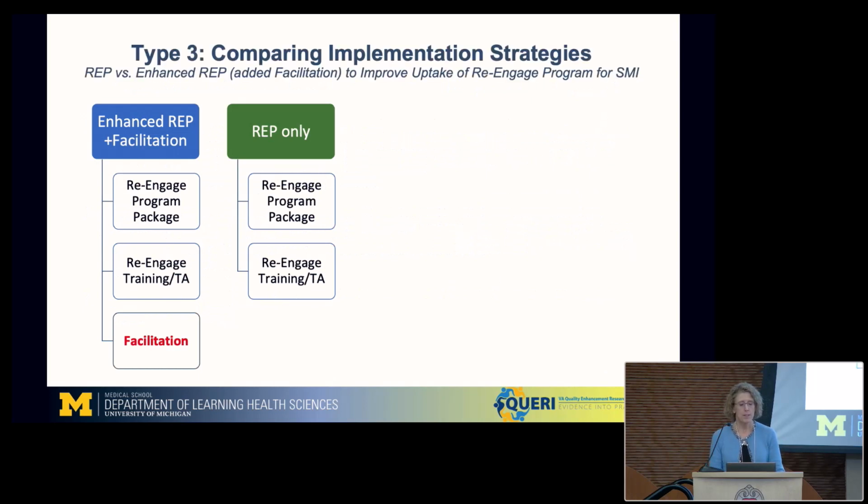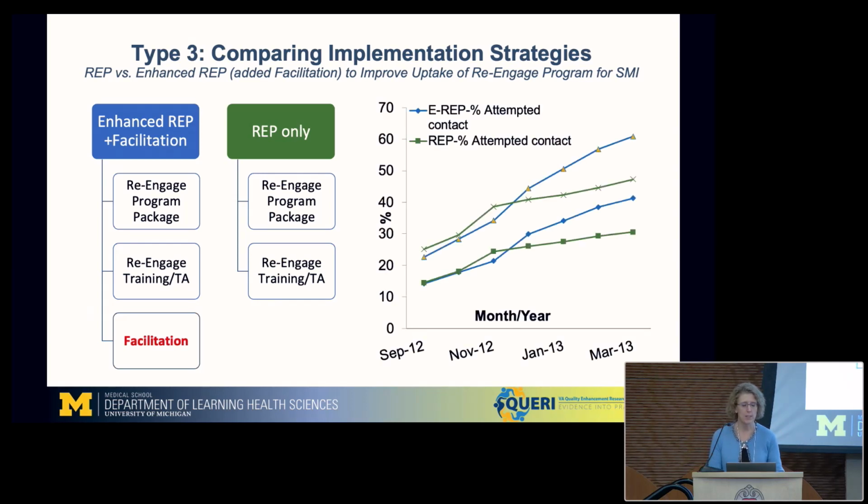So in this design, basically we compared 2 different implementation strategies. We compared REP only, which was training and some technical assistance, and then the package, which basically showed the licensed clinical social worker how to actually find these veterans, how to use the program called Reengage. And then the enhanced REP included facilitation.